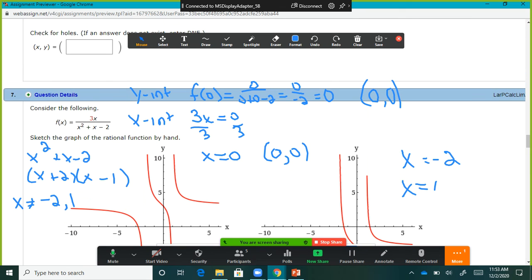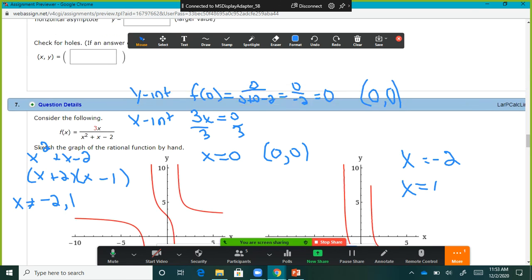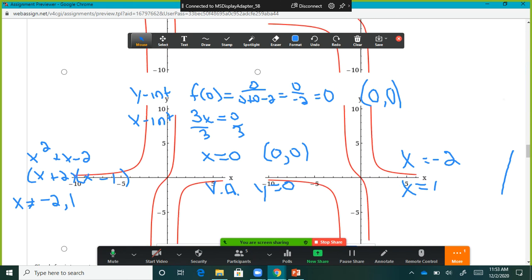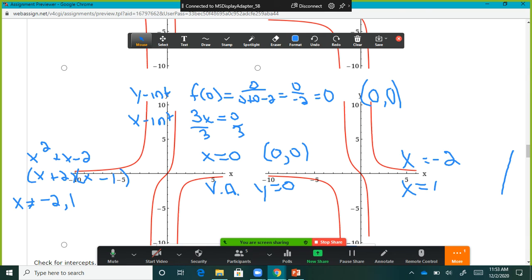So on a horizontal asymptote, if the degree on top is the same as the degree on bottom, you take the lead coefficients to create the asymptote. If the degree on top is smaller than the degree on bottom, then the asymptote is at 0. So my horizontal asymptote is y equals 0. Both of these graphs have an asymptote at 0.